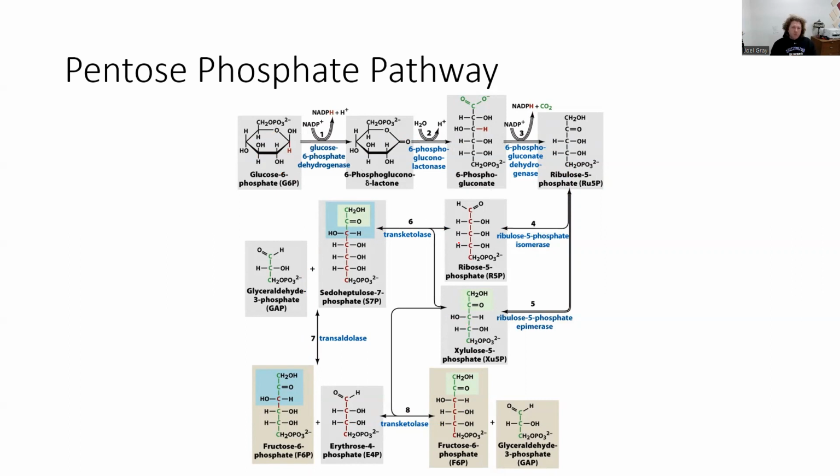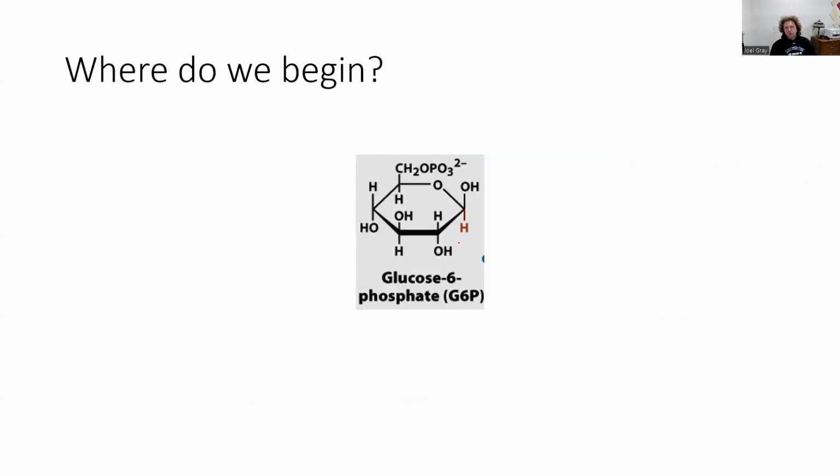Now, before we go any further, what I'd like to point out is our starting molecule in the pentose phosphate pathway is our old friend glucose 6-phosphate. Where did we get glucose 6-phosphate, and where did we talk about it? We talked about it in the context of glycolysis. We talked about this molecule resulting from the activity of, I'm going to label it HK, hexokinase, taking glucose and phosphorylating it at position number 6 on carbon number 6, adding a phosphate group to that, making glucose 6-phosphate.